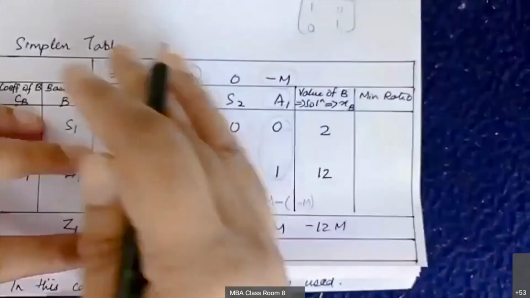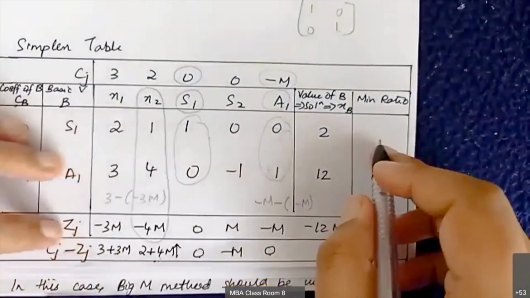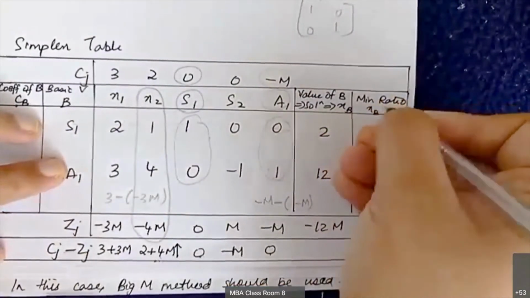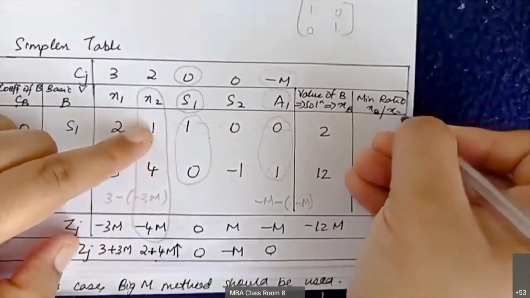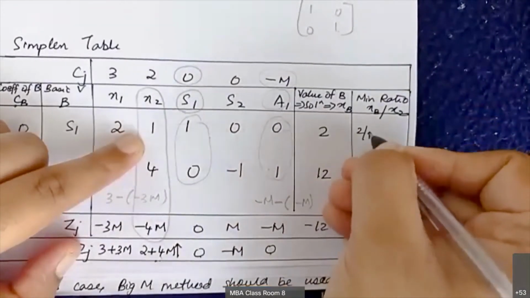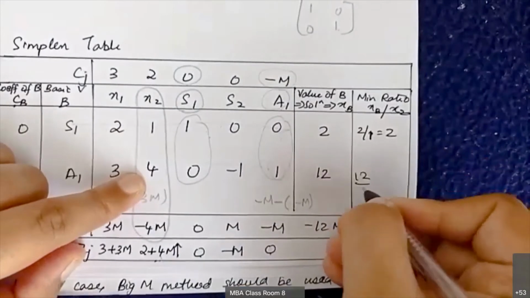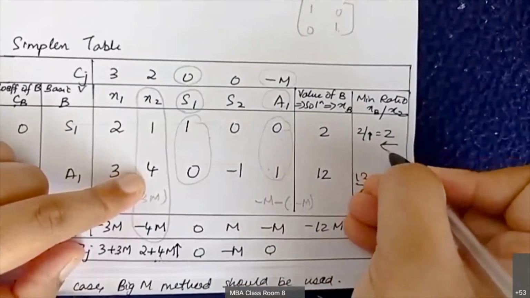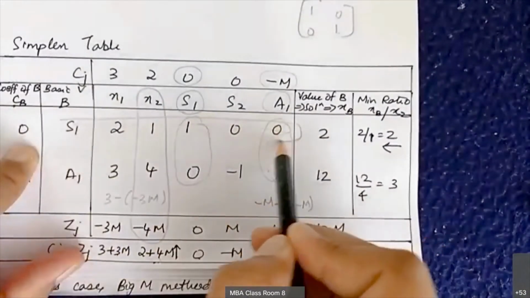Now we have to decide the outgoing vector. How do we decide the outgoing vector? We have to calculate the minimum ratio. How do we do it? It is XB divided by the key column. The key column is x2 here. So it is 2 divided by 1, which is 2, and 12 divided by 4, which is 3. Which is the smallest value? It is 2. So we have the first row as the outgoing vector.